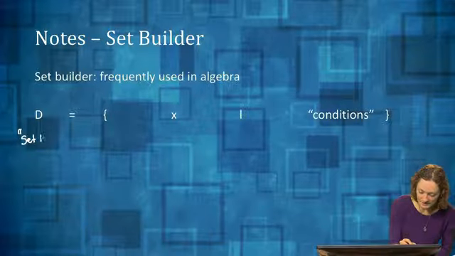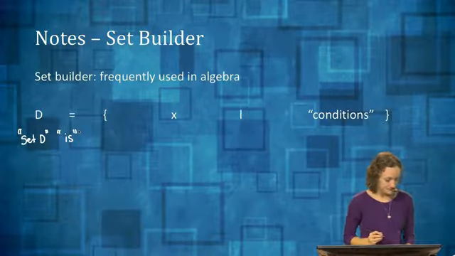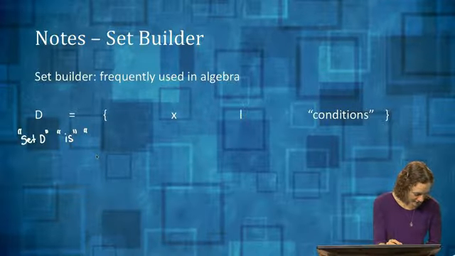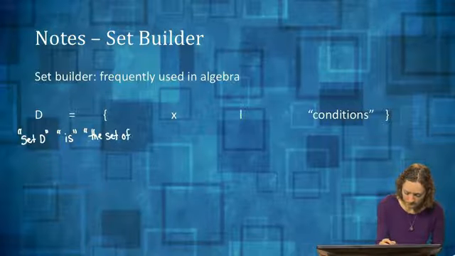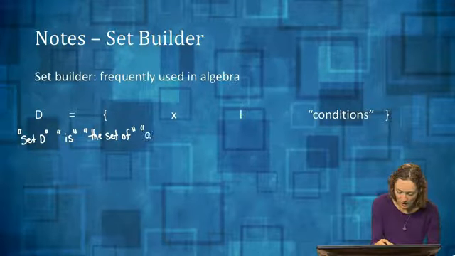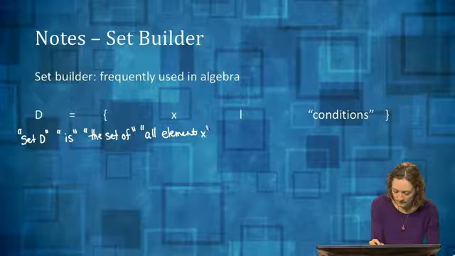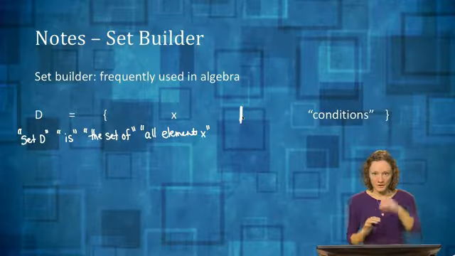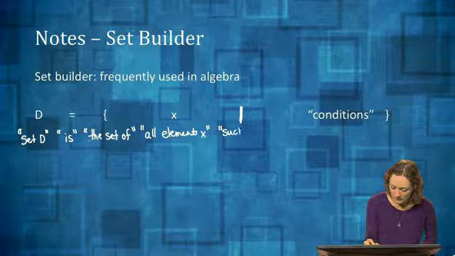This says set D, the equal sign you can read as is. The open brace, the set of. When we see the X in this position, we translate it to say all elements X. Then this line, it's specifically a thick, tall line. This translates to such that.